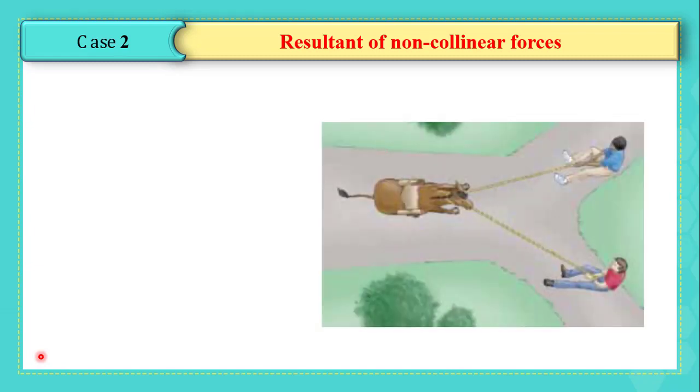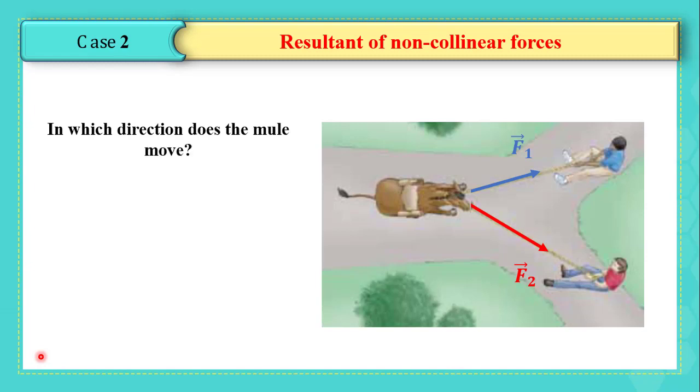Now let's move to the second case, the case of determining the resultant of non-collinear forces. Two men pull a mule with two non-collinear forces F1 and F2. F1 and F2 are applied on different lines of action. In which direction do you think the mule will move? Since the forces are non-collinear, then the mule will neither move in the direction of F1 nor in that of F2. Actually, the mule moves in the direction of the resultant force of F1 and F2.